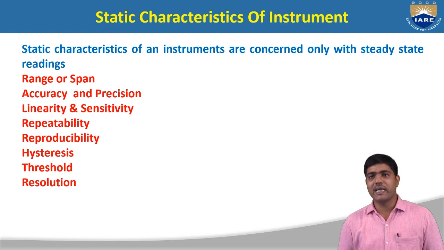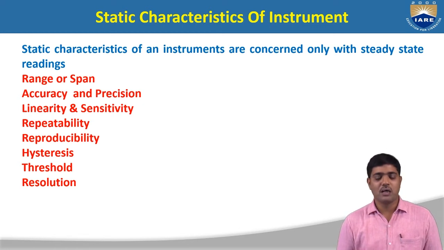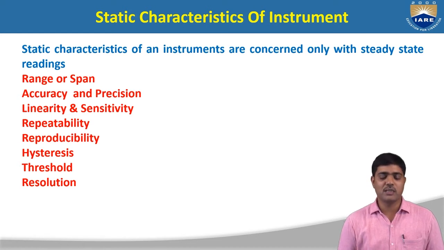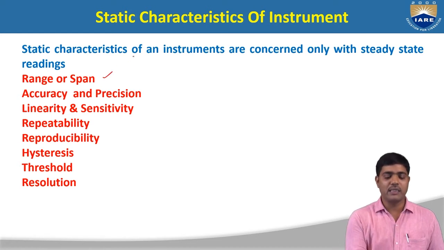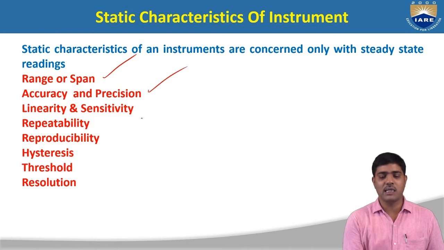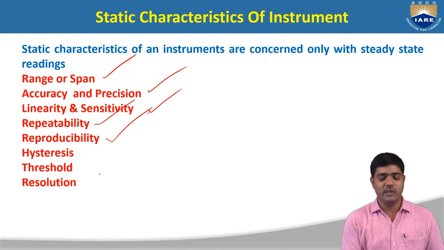Coming to the static characteristics of instruments or measurement systems, these are the various characteristics for any instrument or measurement system: range or span, accuracy, precision, linearity and sensitivity, repeatability, reproducibility, hysteresis, threshold, and resolution. We'll see these one by one.